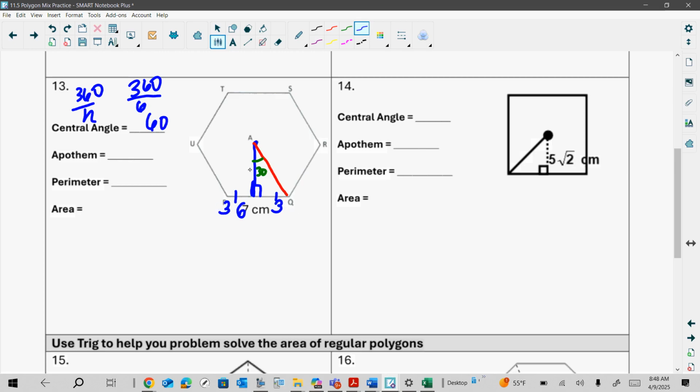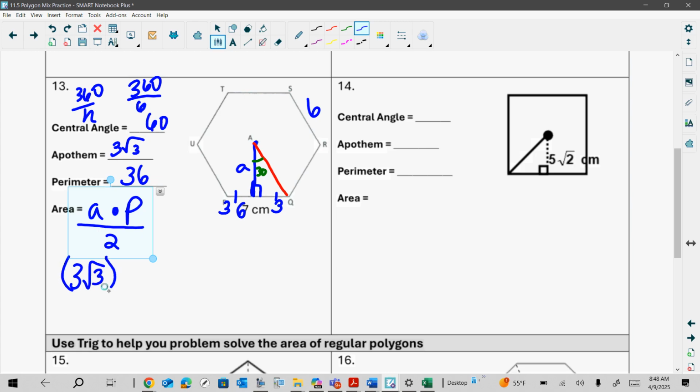All right, so then the apothem, does anyone know what the apothem is going to be now? Yep, 3 radical 3. Okay. So now, since I know my side is 6, my perimeter, we just do 6 times that, which is 36. So to get the area, you're taking the apothem times the perimeter divided by 2. Our apothem is the 3 root 3 times the perimeter, 36, divided by 2. This is also a radical answer.